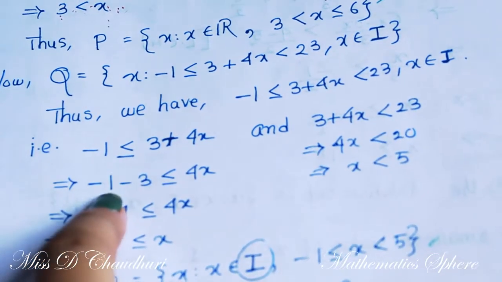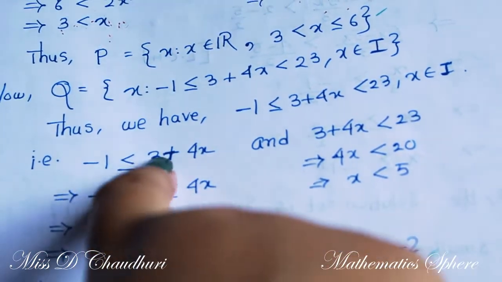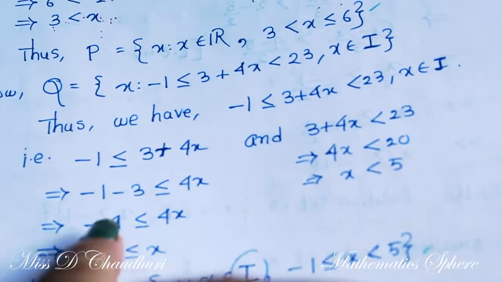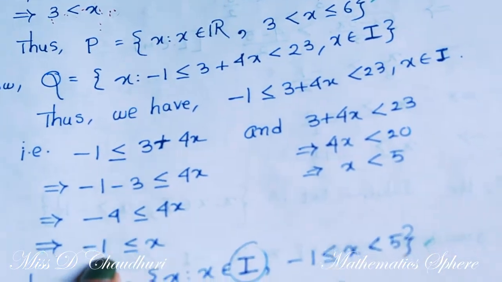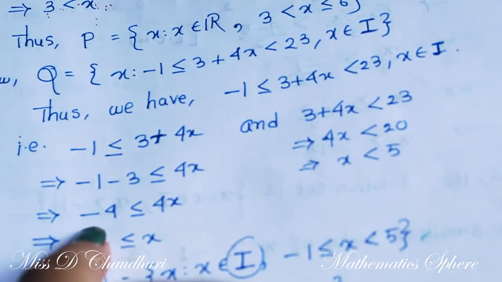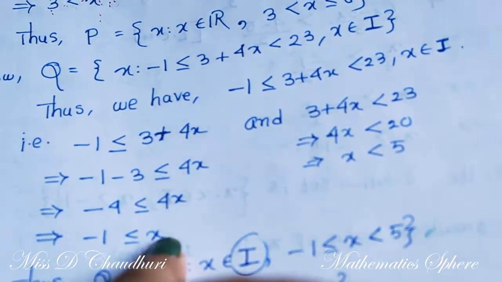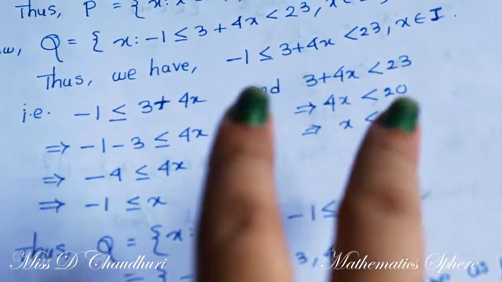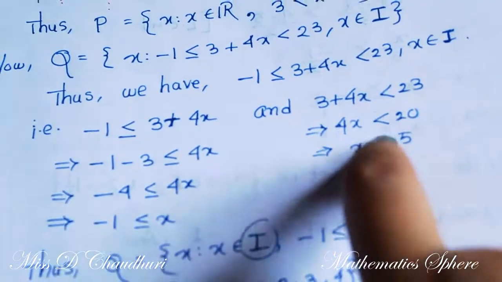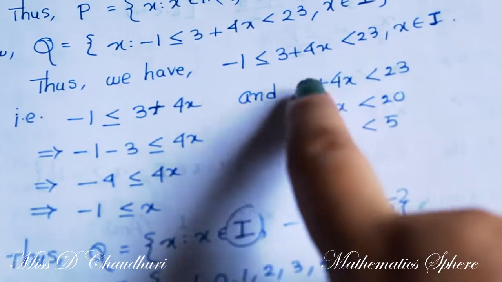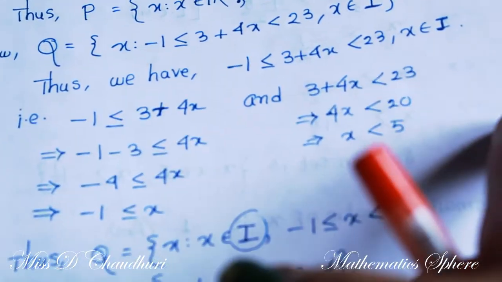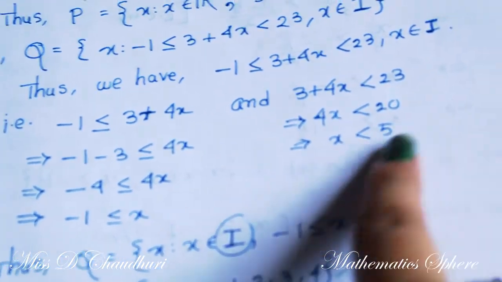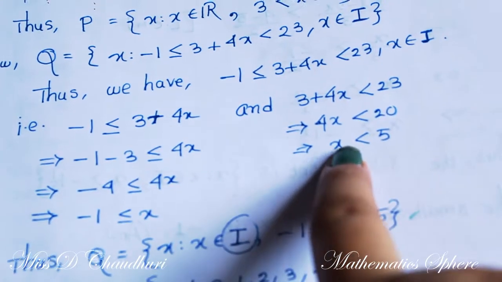From this one you are going to get minus 1 minus 3, because this 3 will come to the other side as minus, less than or equal to 4x, so minus 4 less than or equal to 4x. Ultimately, when we divide by 4, we get minus 1 less than or equal to x. The inequality will not change because you are dividing by only 4, not any negative number. In the same way here, you get 3 plus 4x less than 23. If you shift that 3 to the other side, it will be 4x less than 20, because 3 will be subtracted. So ultimately you are going to get x less than 5.